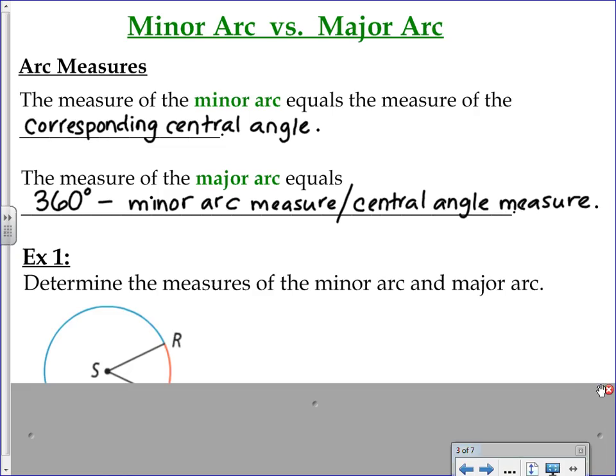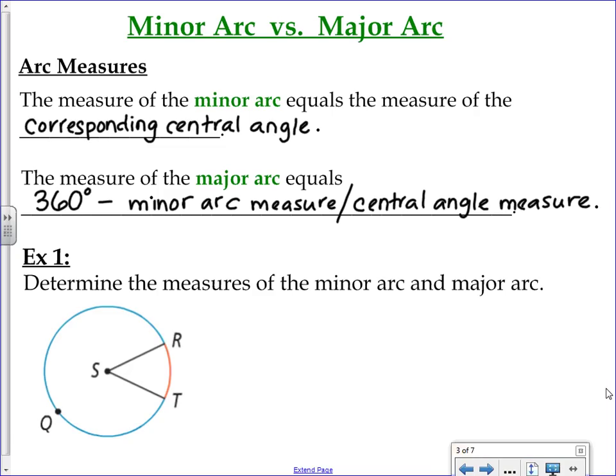So let's take a look at an example here. For example 1, I have circle S. As you can see in red, there is a minor arc RT, and then the rest in blue is going to be that major arc RQT. Let's say you are given the measure of the central angle. So I'm just going to draw a little arc here. Let's say this is 50 degrees. We're going to determine the measure of the minor arc, which is in red. And then we're also going to figure out the measure of the major arc, which I'll just highlight here in green.